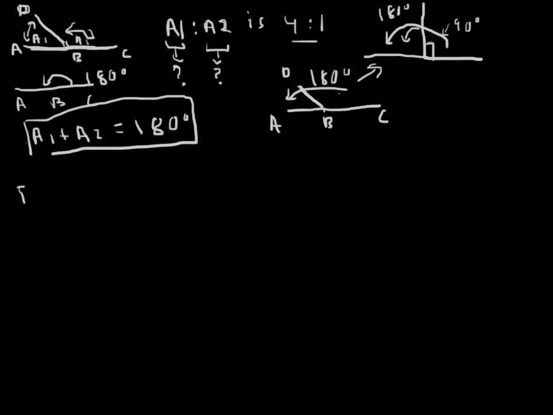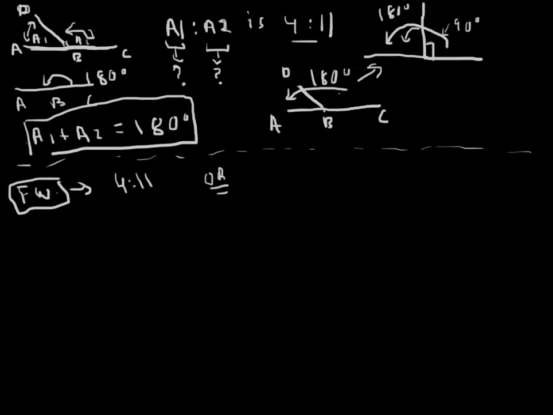Okay, so the first way of solving this. The question told us this is the ratio we have, angle 1 to angle 2, which is 4 to 11. So let's think about this a different way. Let's just say we had 4 boys and 11 girls. The ratio of boys to girls is 4 to 11.